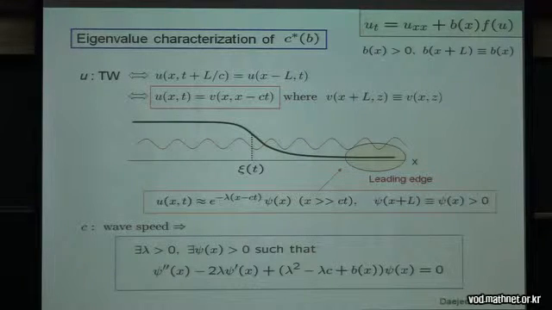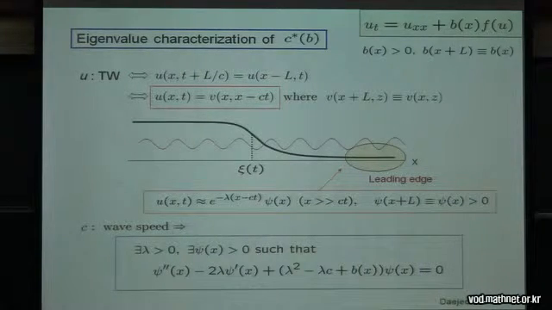u is a traveling wave with speed c, average speed c, if and only if it is written in this form. So this is equivalent to the definition of the traveling wave with speed c. In my previous slide, I put capital L here, but the c is L over capital L, so this is equivalent to the definition of the periodic traveling wave.